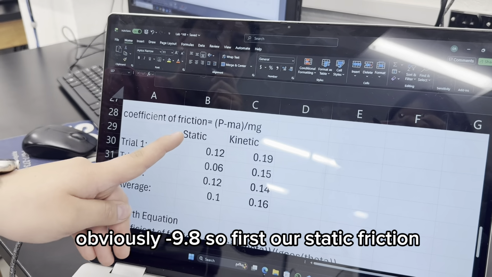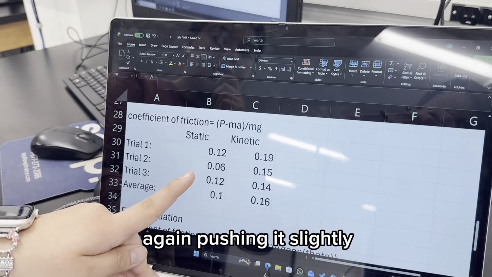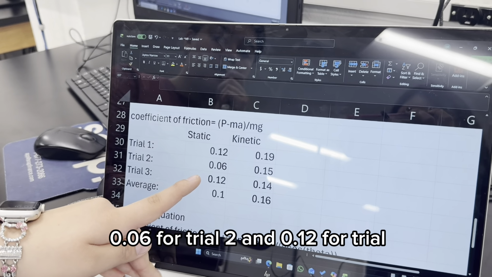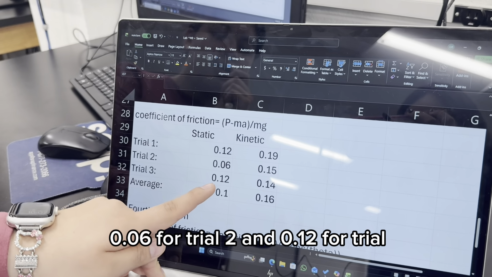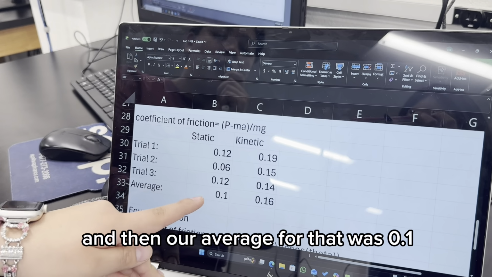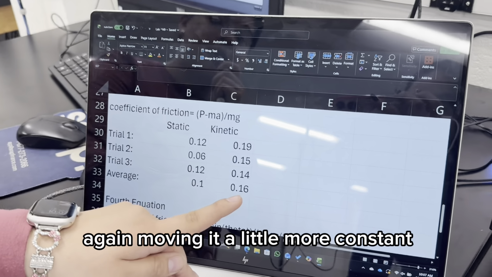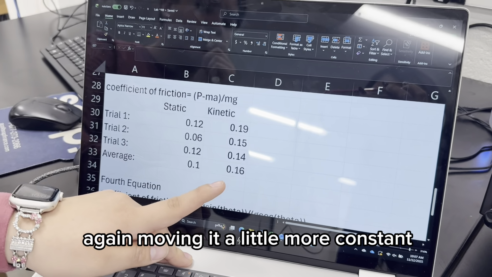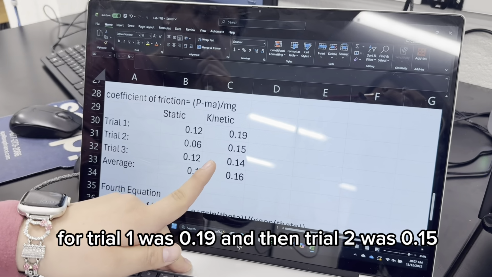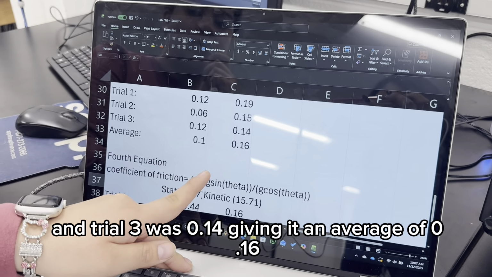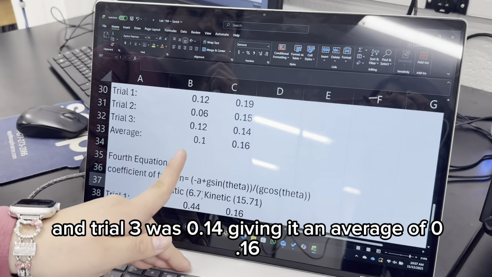So first our static friction, again pushing it slightly, was 0.12 for trial 1, 0.06 for trial 2, and 0.12 for trial 3. And then our average for that was 0.1. And then for our kinetic friction, again moving it a little more constant, trial 1 was 0.19, trial 2 was 0.15, and trial 3 was 0.14, giving us an average of 0.16.